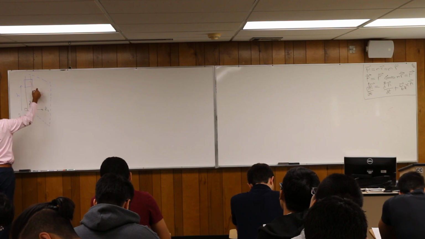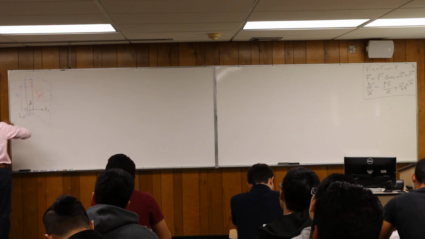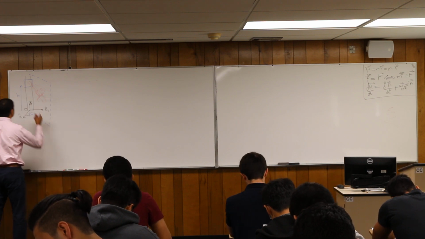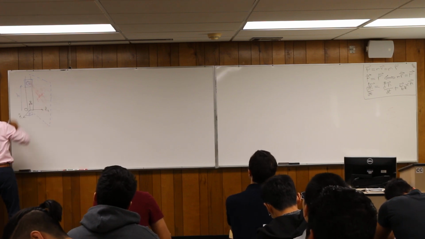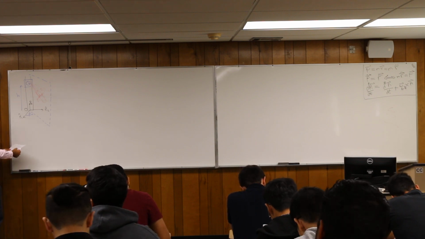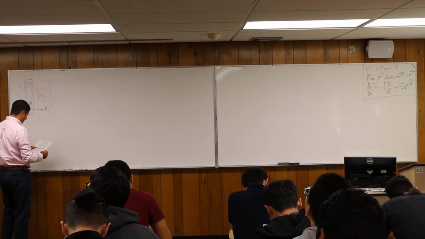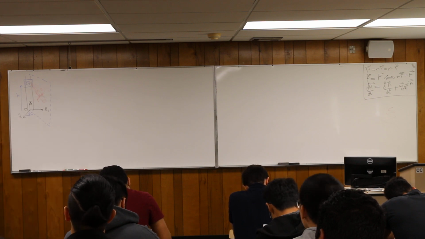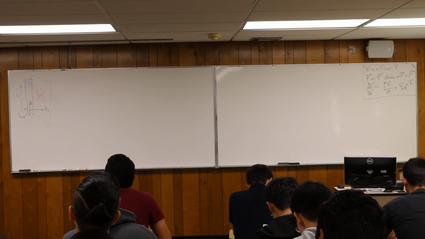Distance along this bar is R. This point is named Q. This is what is given. Anybody that doesn't understand the problem?